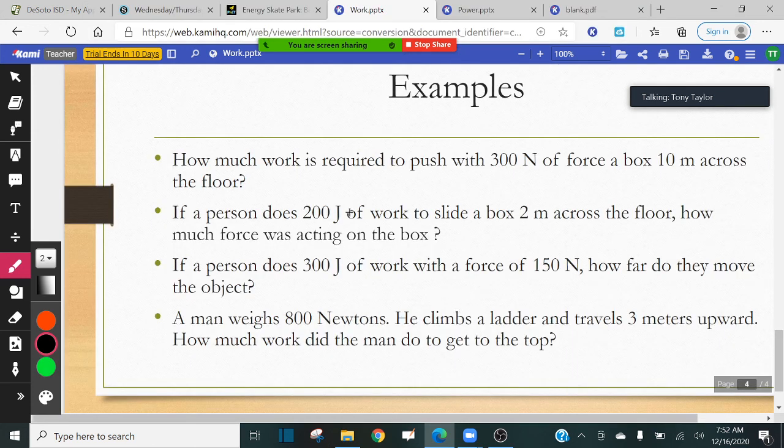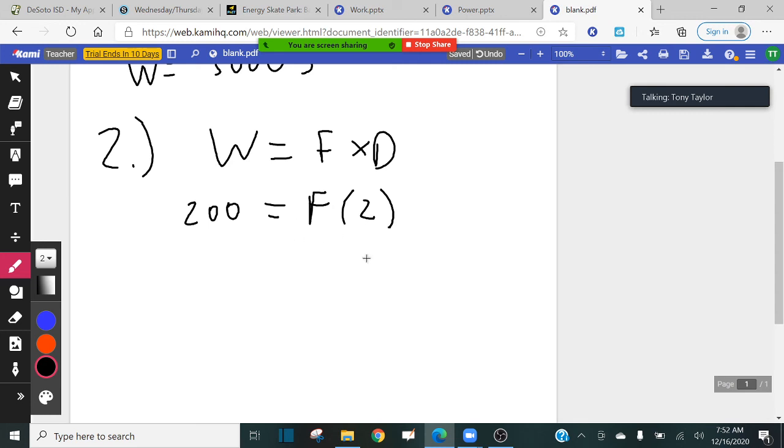And we want to know how much force was acting on the box. So in other words, we need to solve this equation for force. Y'all know how to solve this equation, how to get F by itself. We need to do the opposite of multiplication. We need to divide by 2. That goes away. Whatever we do to one side, we have to do to the other. So that means force is equal to 200 divided by 2, which means my force is 100 newtons.